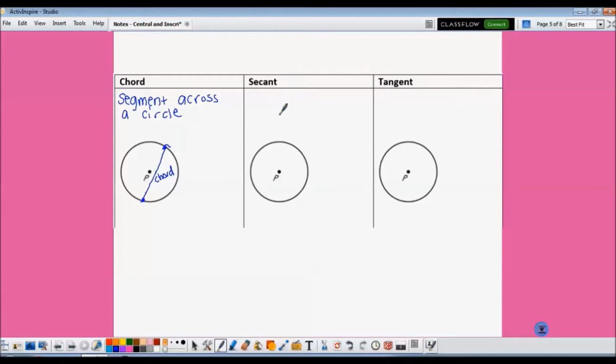A secant is a segment that goes through the circle. So it's going to start out here and go through the circle. That's a secant.